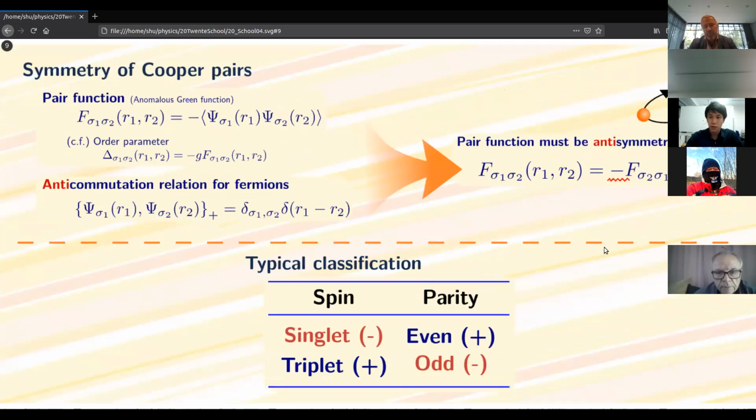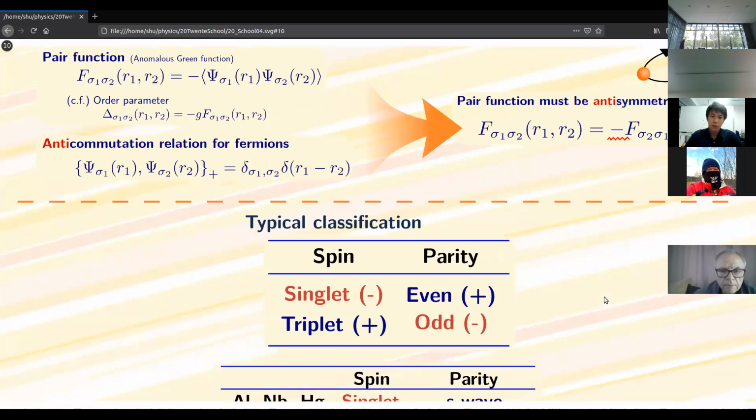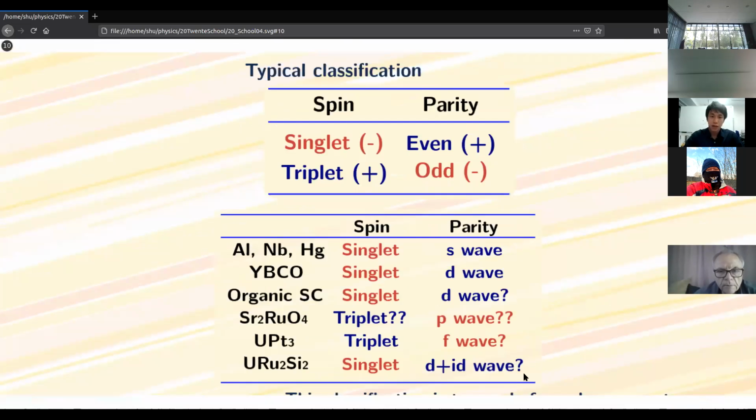The classification of the Cooper pair is based on the spin and the spatial coordinate. In this case, the pairing function is classified into two symmetry classes. One is spin singlet and even parity, or spin triplet and odd parity. And the superconductors discovered so far are classified into either of these two symmetry classes.